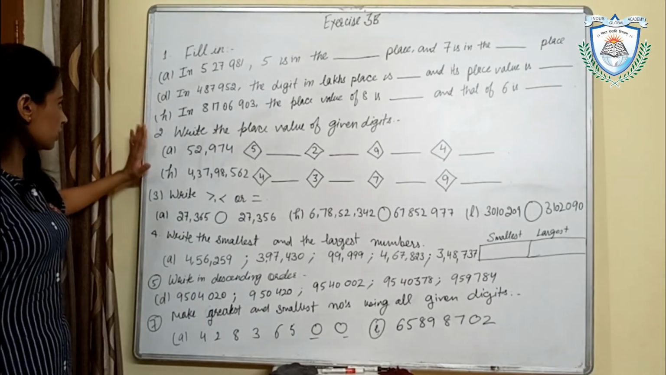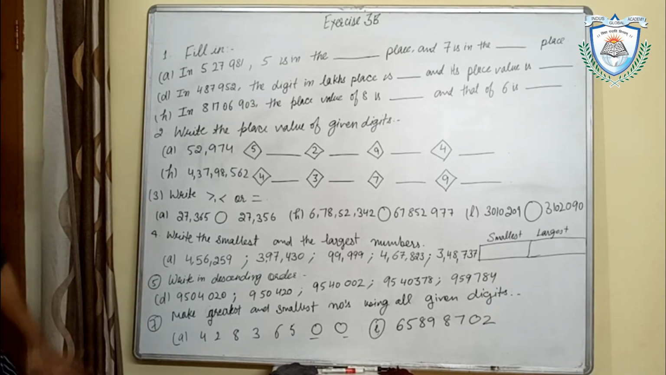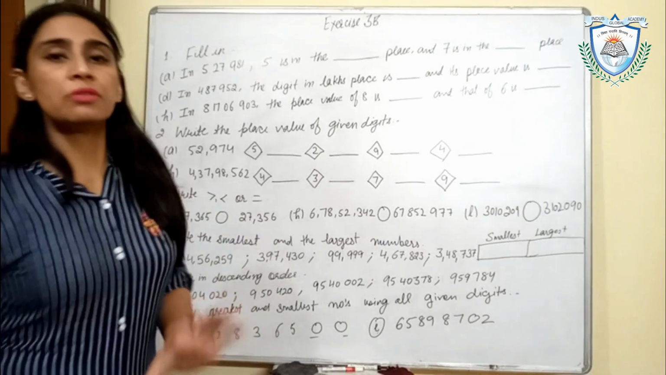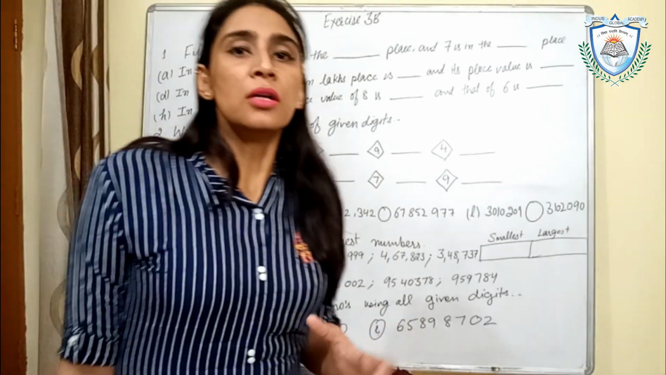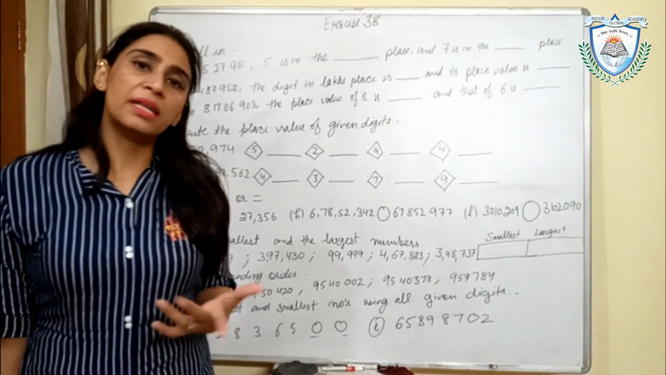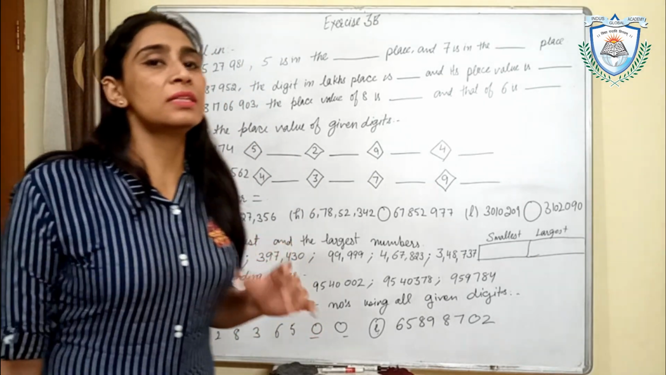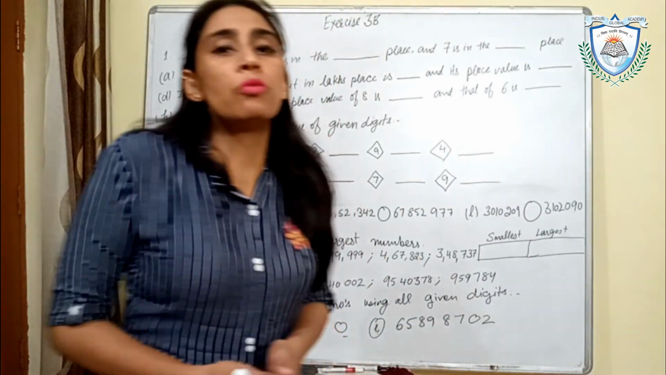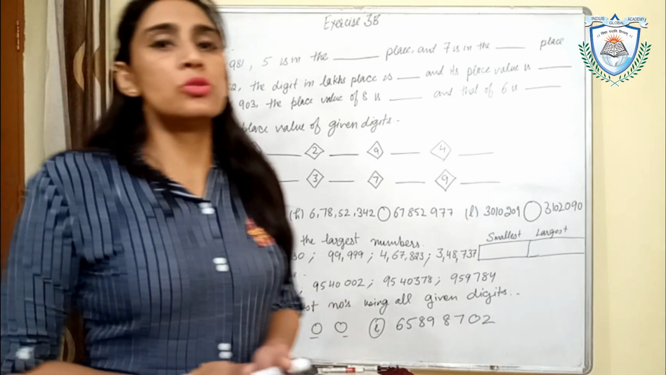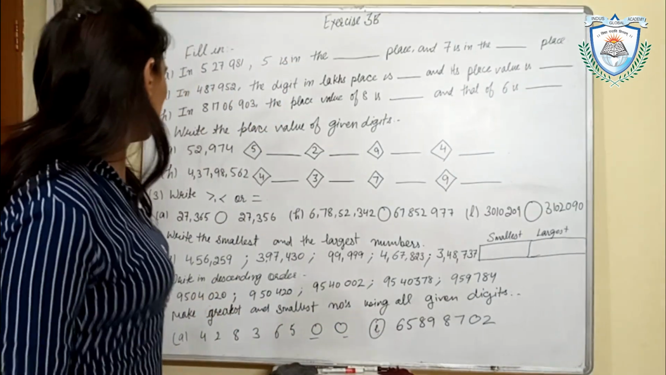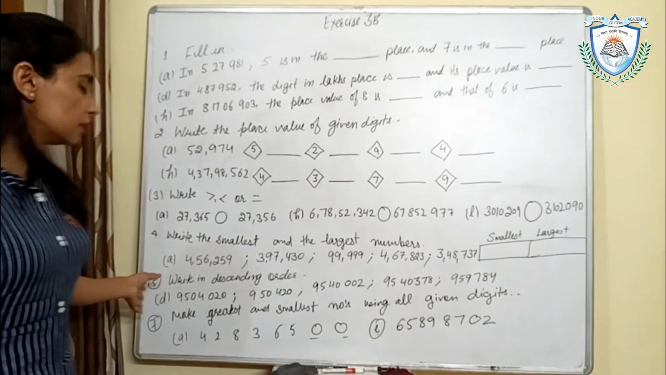Question number 1, 2, 3, 4, 5 and 7, because question number 5 and 6 are both based on ascending and descending. If you know how to arrange in descending or ascending order, if you know one, then you can do the other also. So I have taken only one part from that.